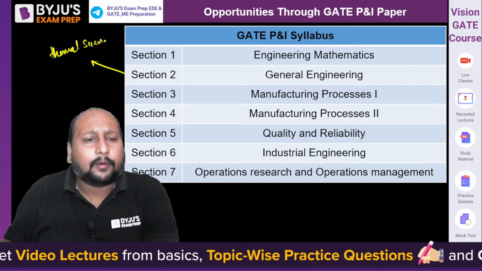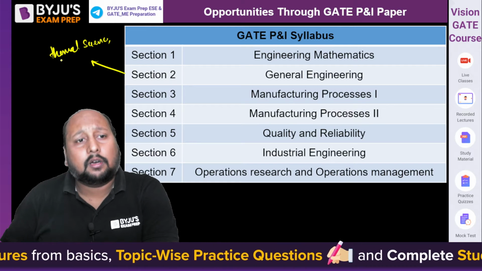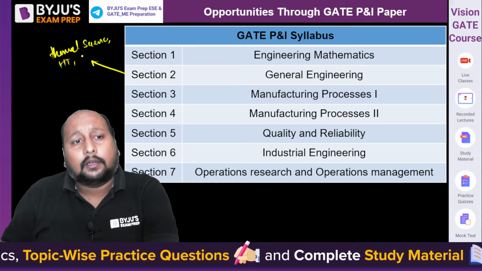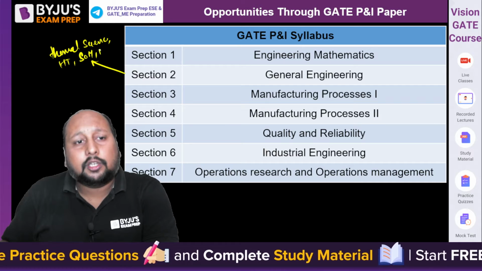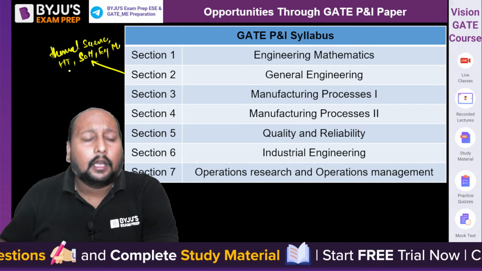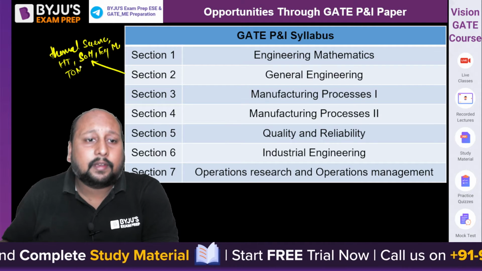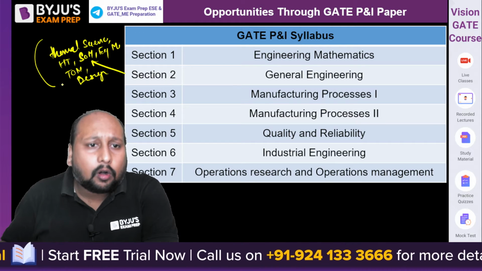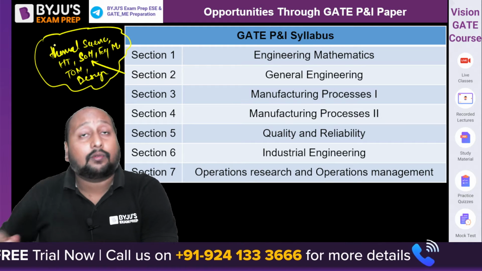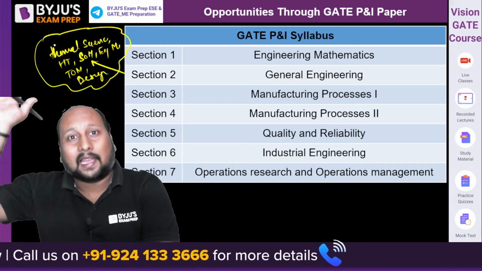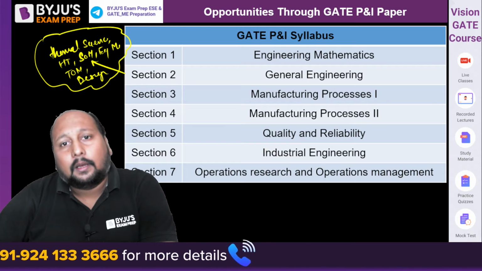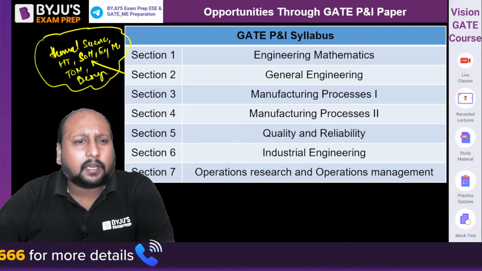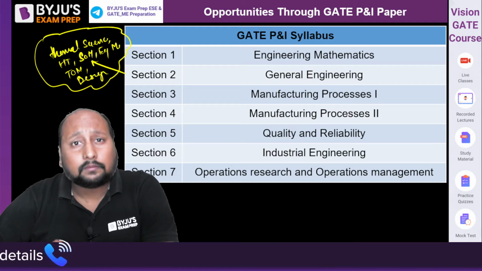thermal science, which is your thermodynamics and heat transfer, strength of material, engineering mechanics, right? We have the theory of machines, and we have design. So it basically comprises all the subjects that mechanical students study, which are important for the mechanical GATE paper. But from the PI paper perspective, it doesn't have that much importance.